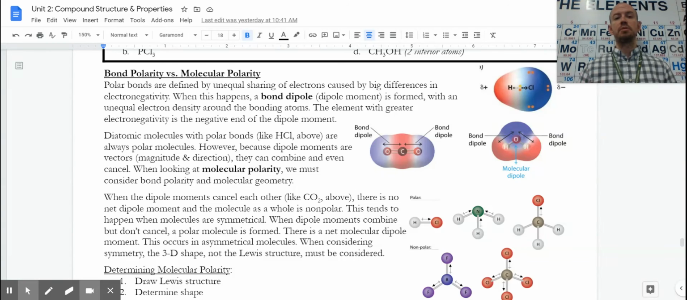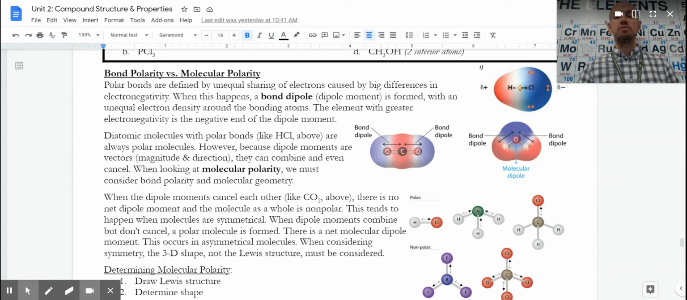So when we look at VSEPR and molecular shape, that's important to understand what a molecule actually looks like, but even more important is to help understand what properties the molecule is likely to have. So we initially define covalent bonds as either polar or non-polar. That is based upon whether the electrons are shared equally or unequally. And when they're shared unequally, we have a bond dipole, sometimes called a dipole moment.